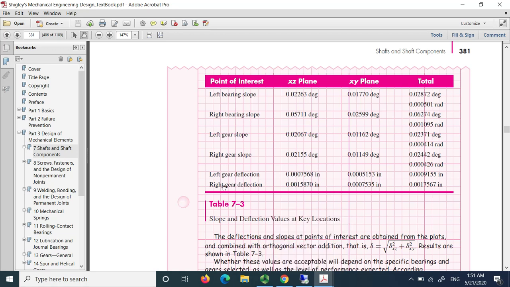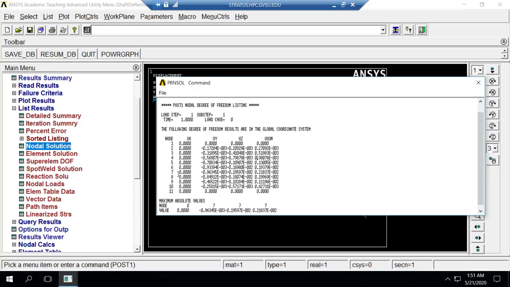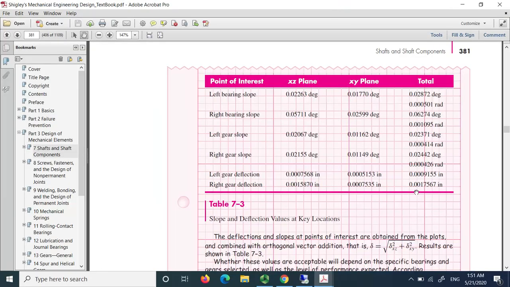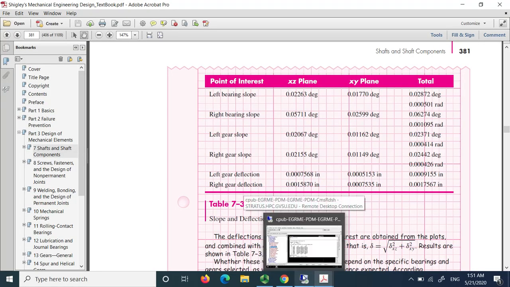Then let's look at the right gear deflection. The book has 0.0017. Let's see what I have. That's going to be node 8, right? I have 0.0019, so if I round it, I have actually 0.002, and he has almost that. So they are acceptable, they are close to each other.